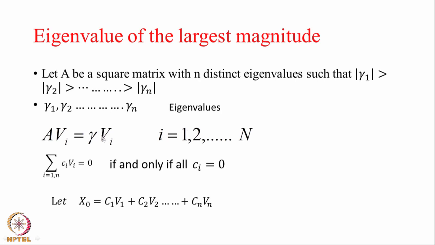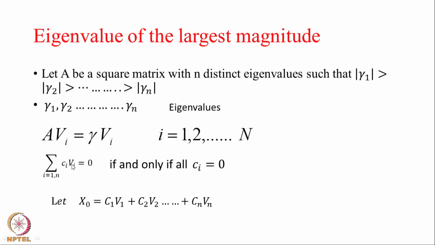Now, all these V i's are eigenvectors. Since I had n eigenvalues, I will have n eigenvectors, and one of the theorems of vectors and matrices says that all these eigenvectors corresponding to different eigenvalues are linearly independent. What is the meaning of linearly independent? If I have an equation like the sum over i from 1 to n of C i V i equal to 0, that holds only if all the C i's are 0. If the vectors are linearly dependent, then all the C i's will not be equal to 0.